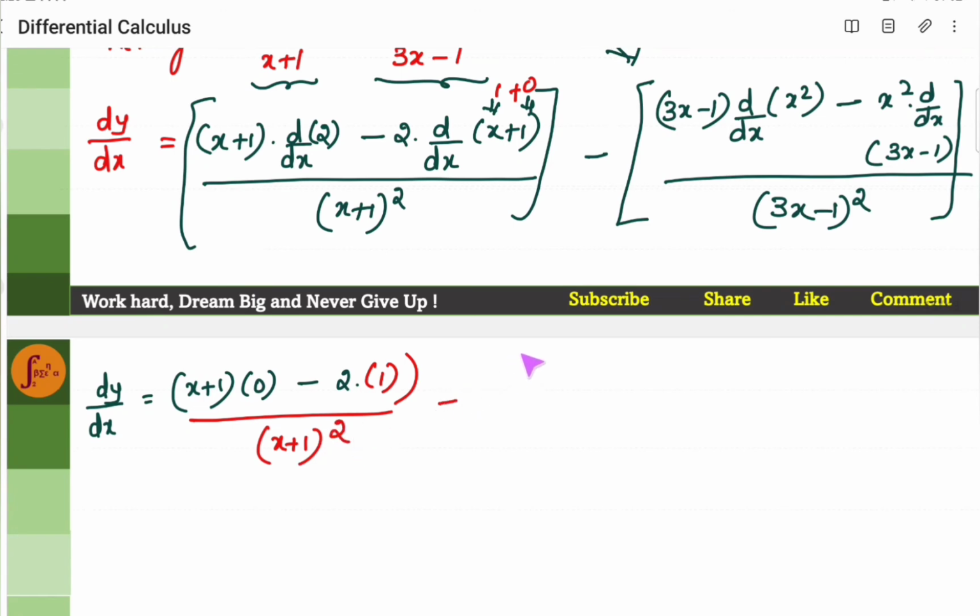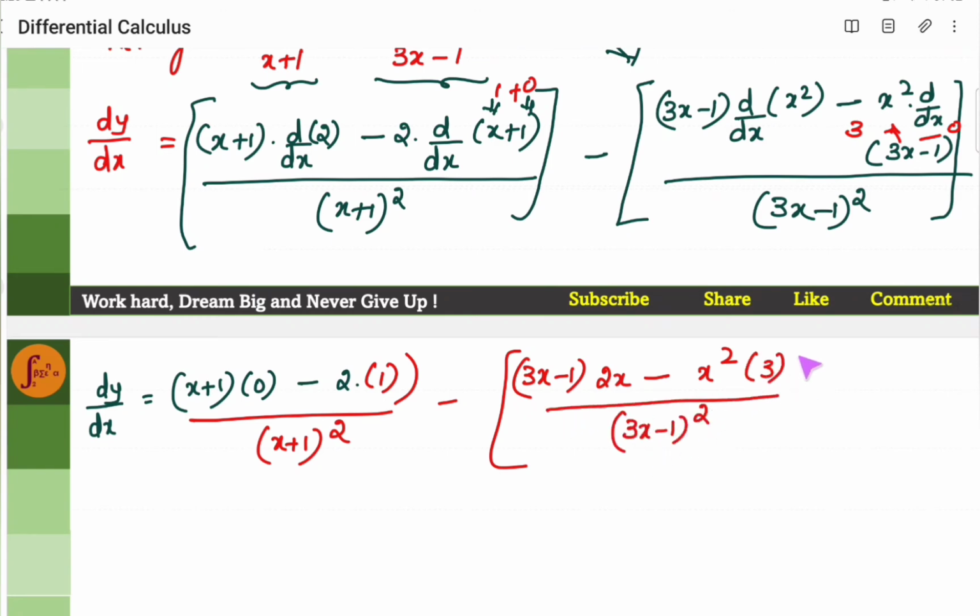Now minus, let's go to the second one. 3x minus 1, derivative of x square is 2x, minus x square into derivative of 3x minus 1. Derivative of 3x is 3 and 1 is 0. 3 minus 0, so it is 3 by 3x minus 1 the whole square.